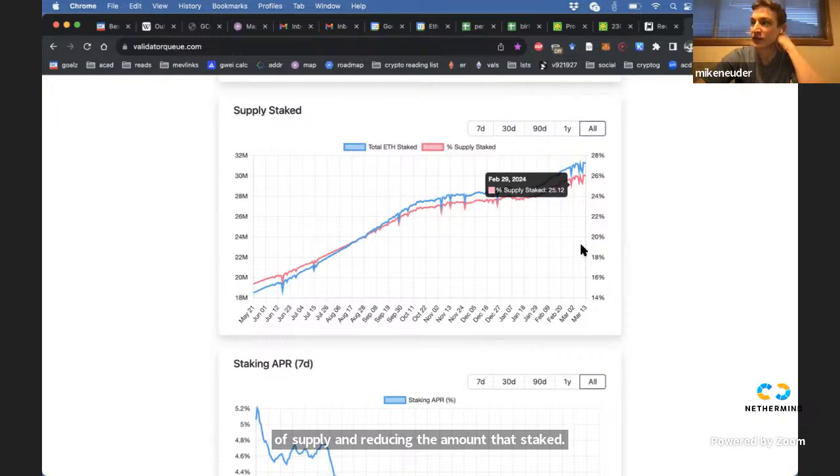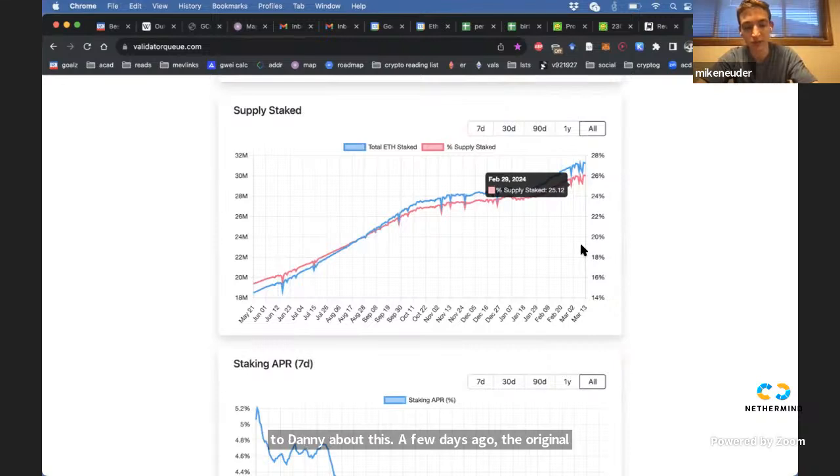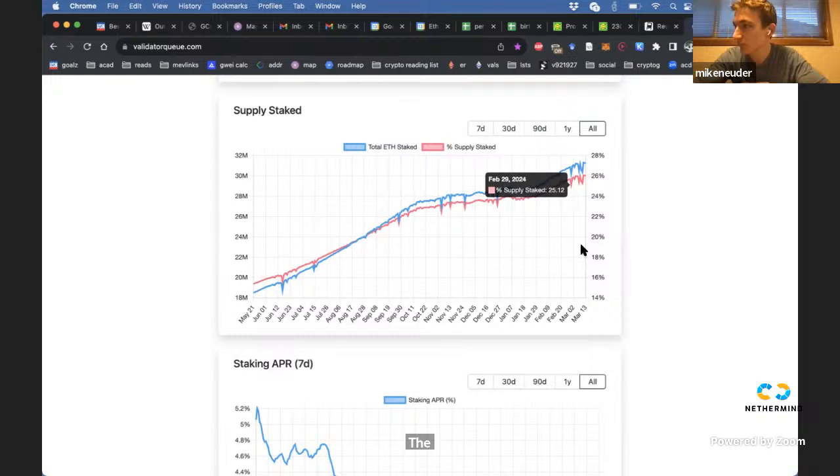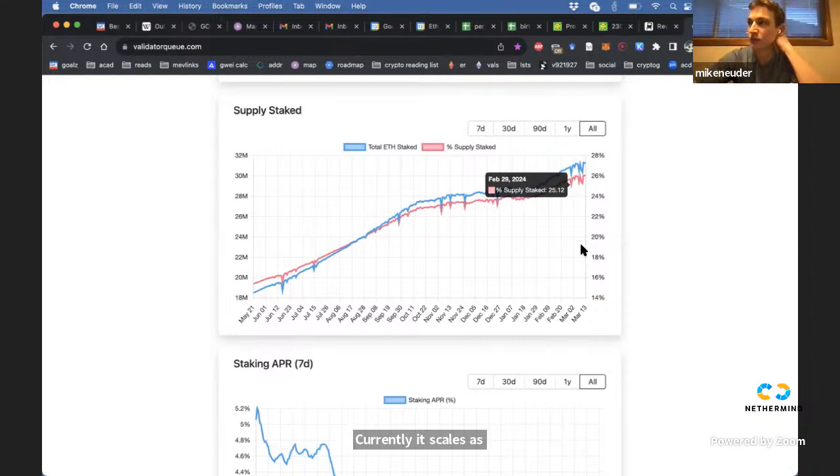The original Beacon Chain spec, I was actually talking to Danny about this a few days ago, was written to target between 10 and 30% of the total supply staked. What controls that, and the consensus mechanism that tries to target it, is what's called the issuance curve. The issuance curve is this number that basically says, here's how profitable it is to be a validator. Currently, it scales as 1 over square root of x, which goes down relative.